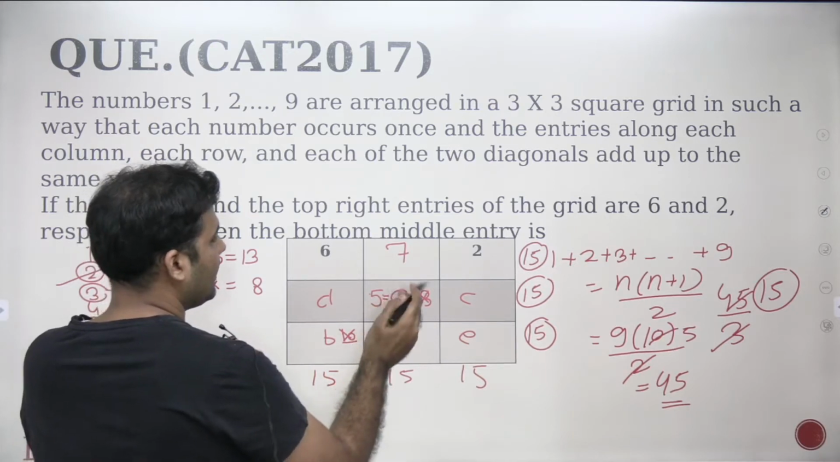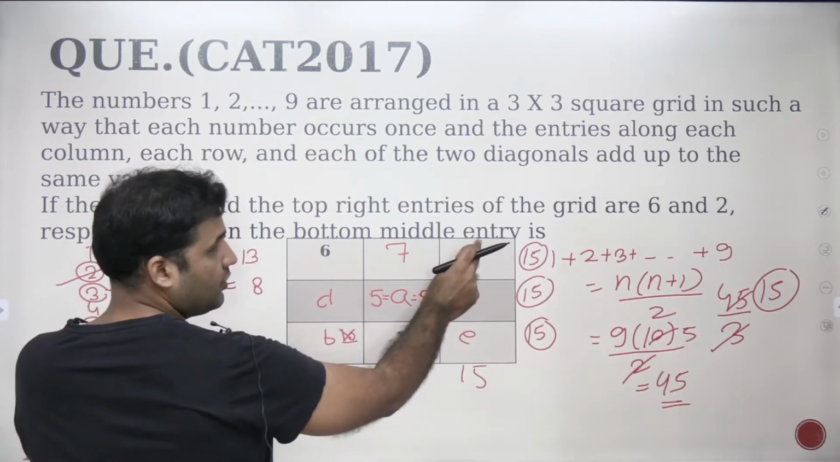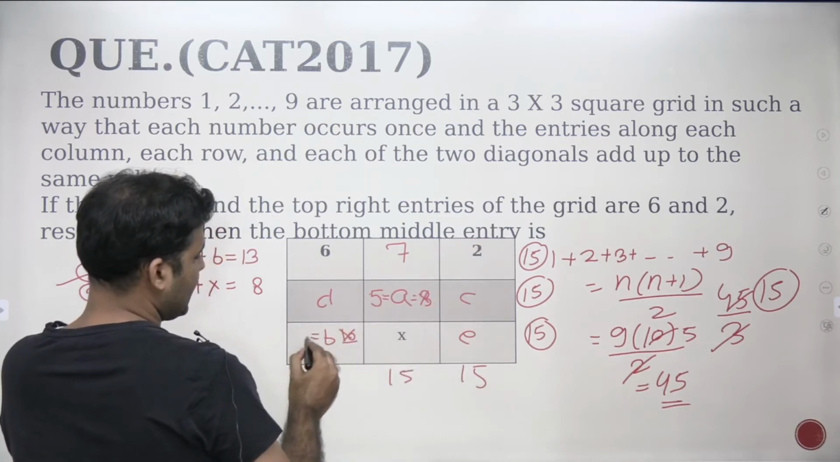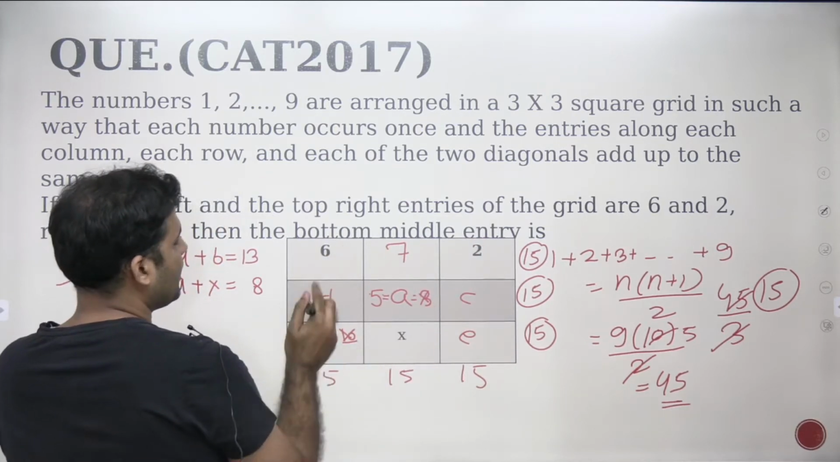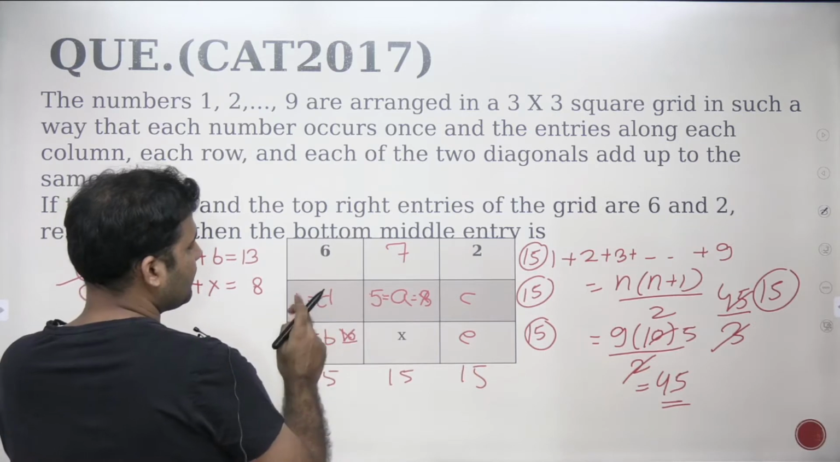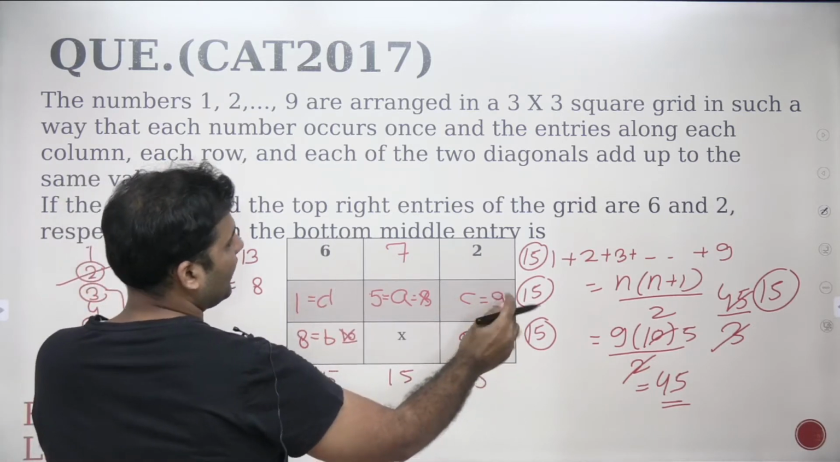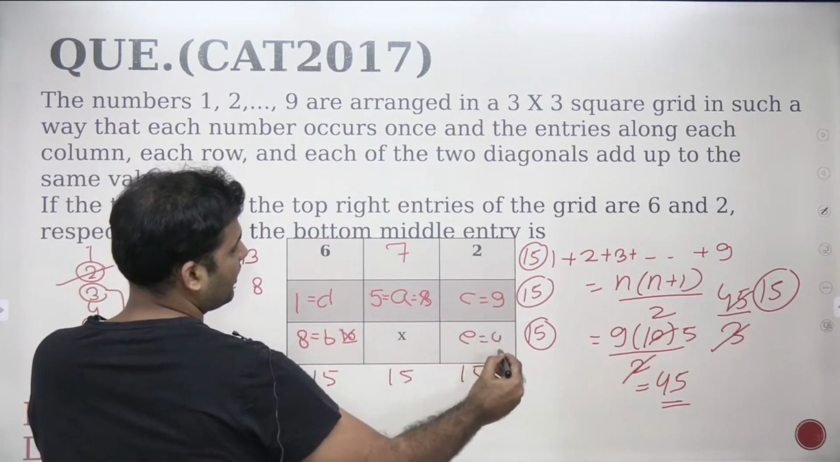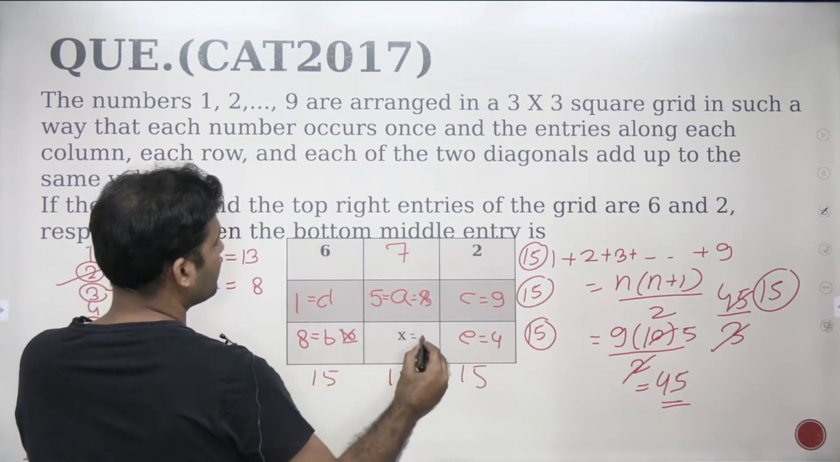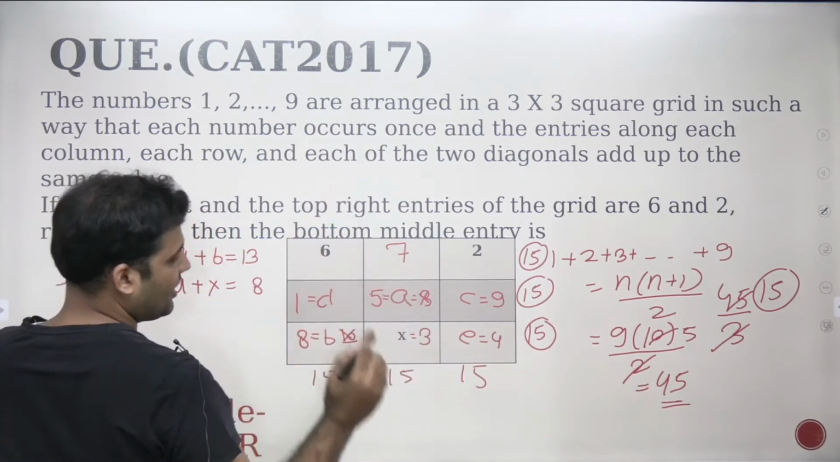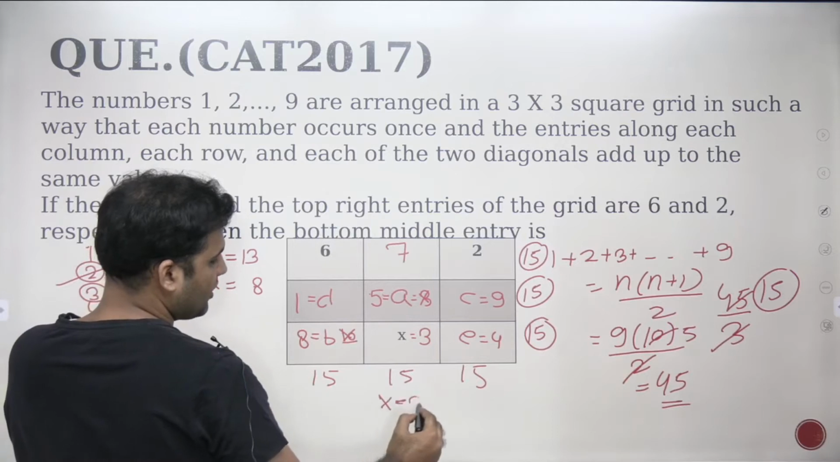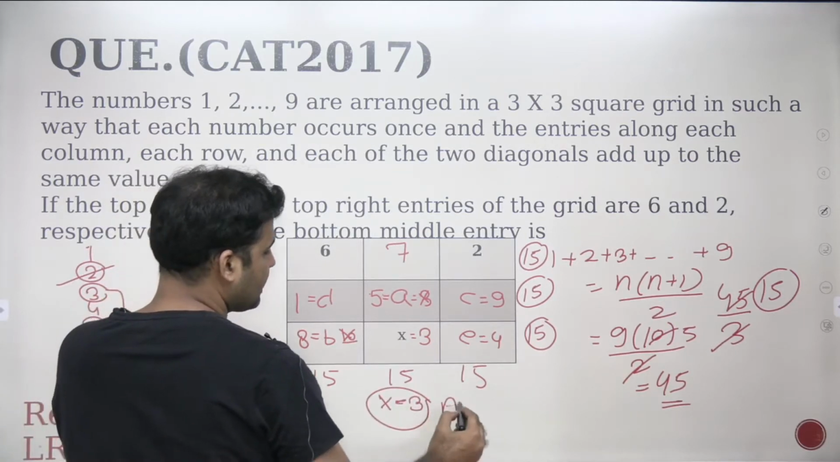Now if this is 5, then 5 plus 2 is 7, 7 plus 8, then this has to be 8. 8 plus 6 is 14, this has to be 1. 5 plus 1 is 6, this has to be 9. 9 plus 2 is 11, this has to be 4. 5 plus 7 is 12, this has to be 3. So we are supposed to find out the value of x. So the answer to the question is 3.